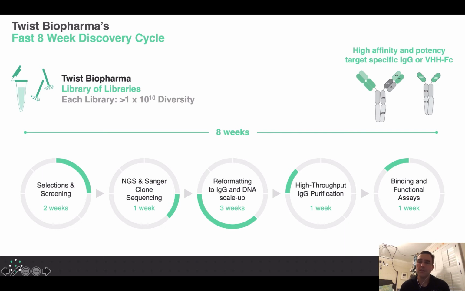Again, since we sit inside of a DNA company, it's very easy for us to make large numbers of DNAs, and then we port those directly into our high throughput IgG alpha product that I'll talk about later that enables us to make hundreds of antibodies that we can then push into binding and functional assays.